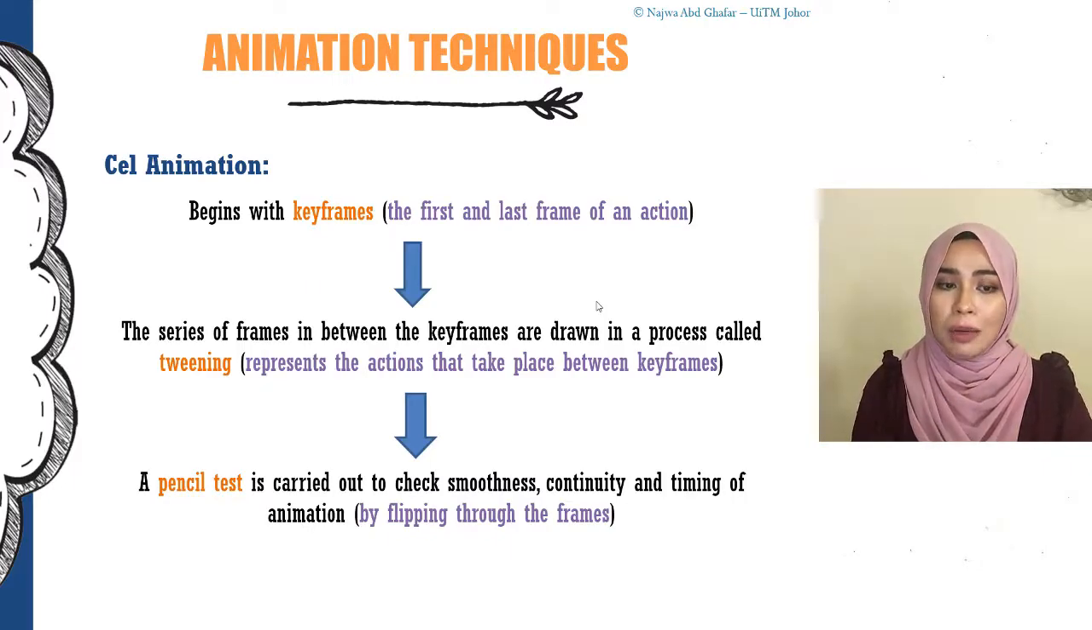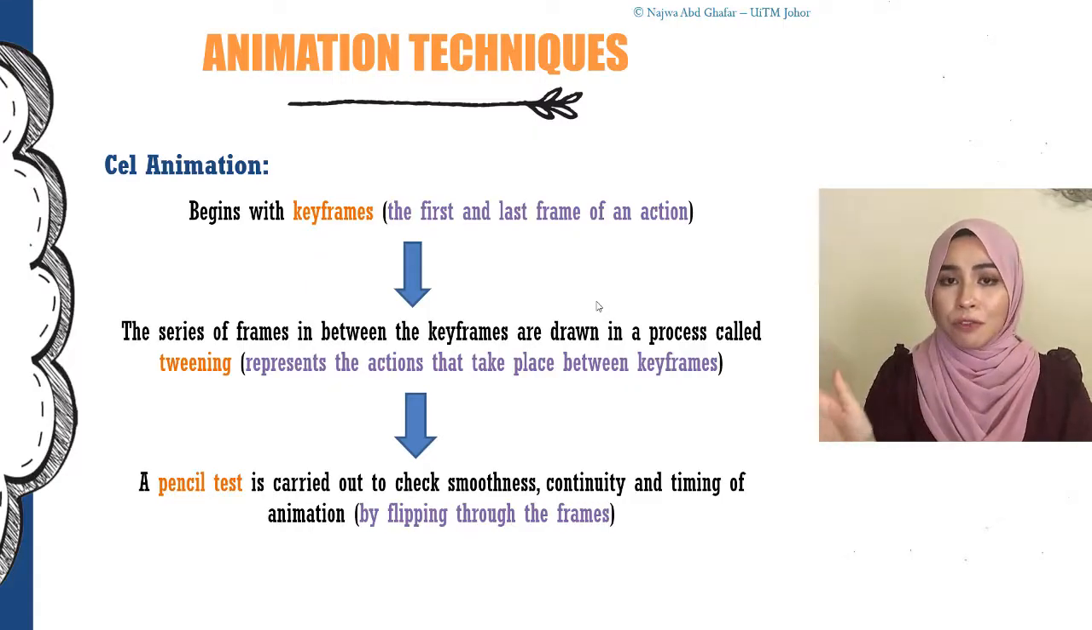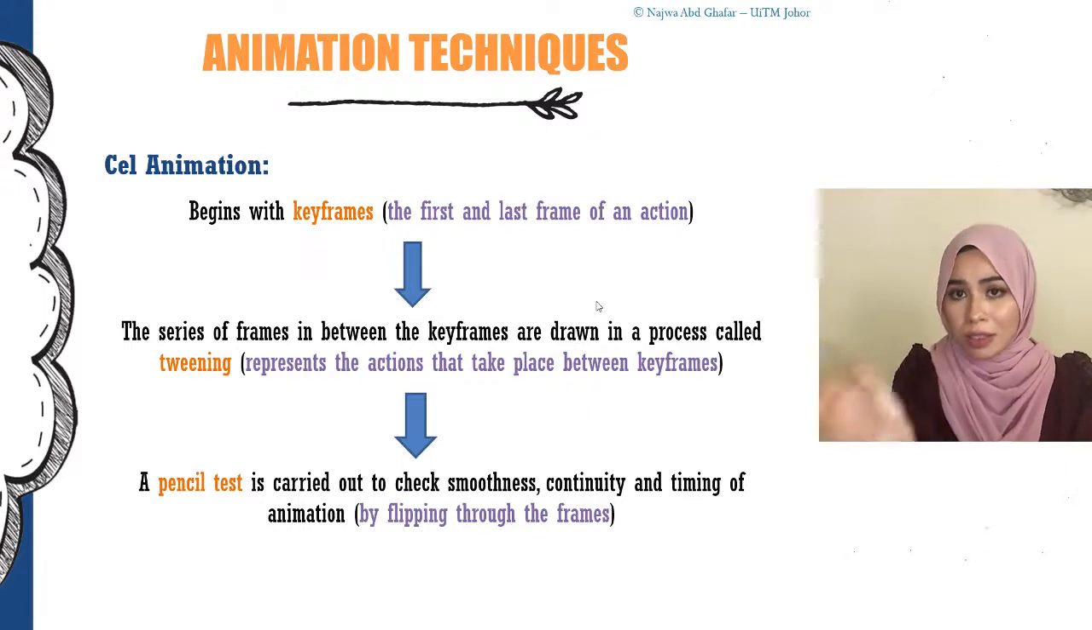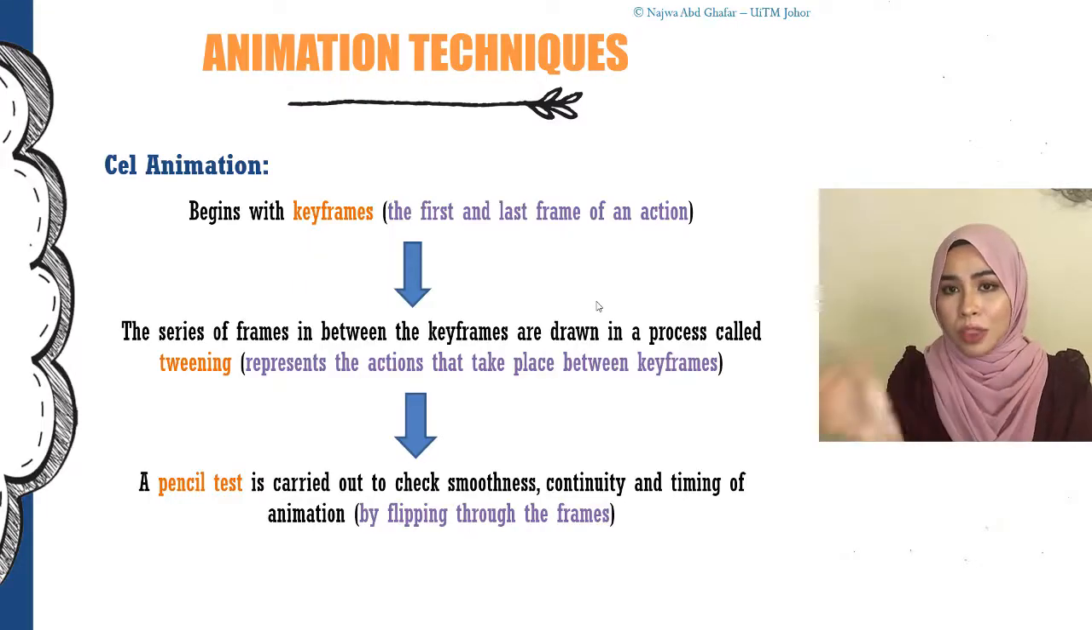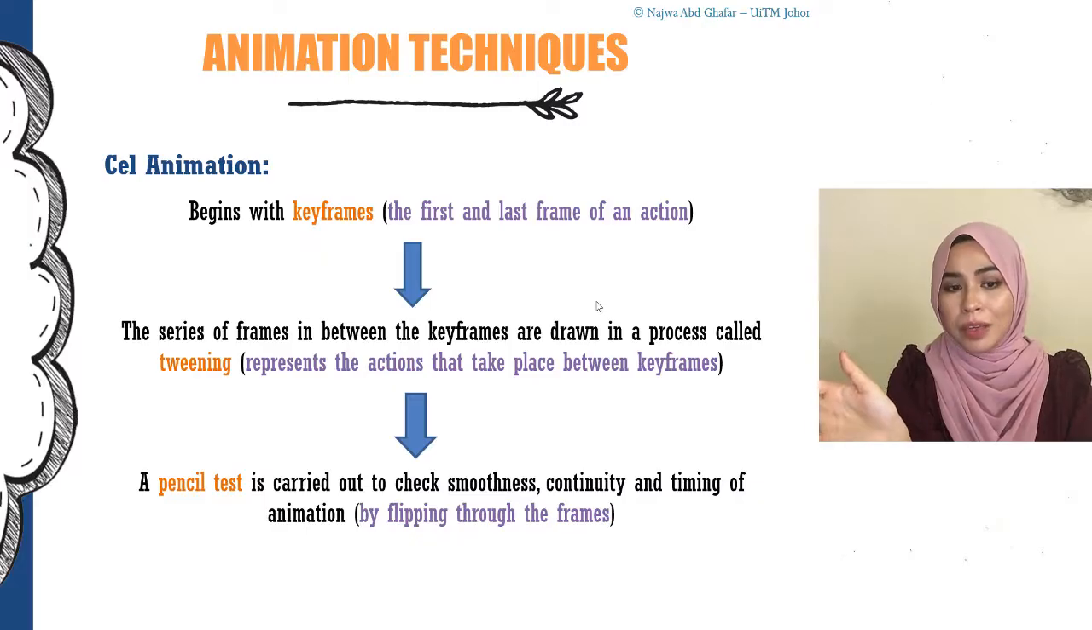A keyframe is actually the first and last frame of an action. So if I want to do this, my first frame is this. So this is my first keyframe. What is my last movement? This. I want to go from here to here. So this is my first keyframe. This is my second keyframe.